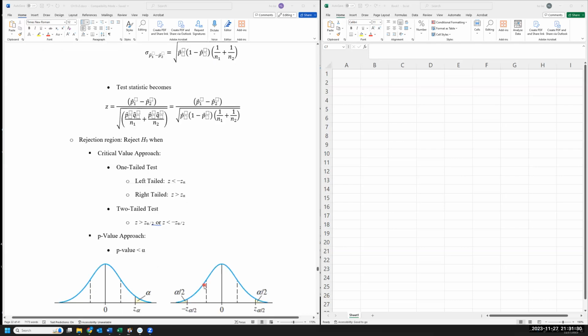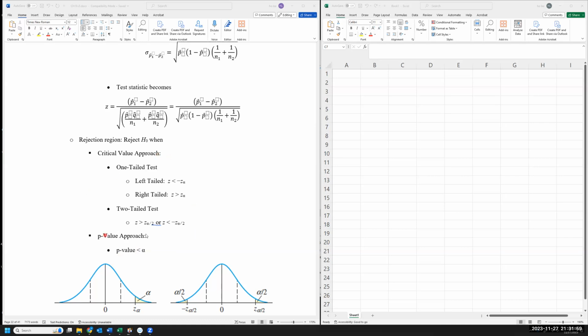And then rejection is identical as before, the testing part. You have the critical value approach and the p-value approach. In a one-tail test, left tail is z, which is a negative number, is less than negative z of alpha. Right tail is z is greater than z of alpha. The two-tail test is you compare the test statistic z with z of half an alpha. And the p-value has to be less than alpha.